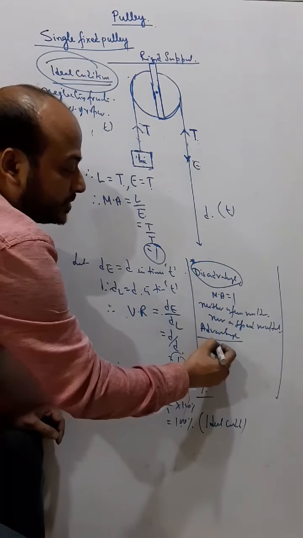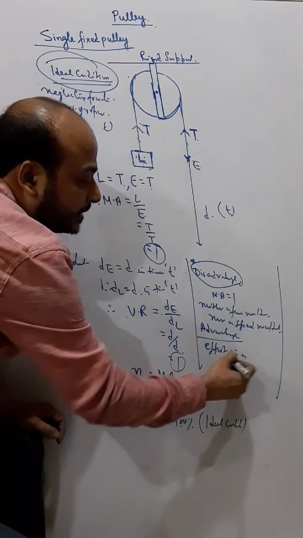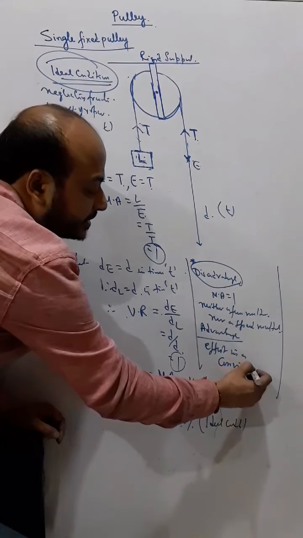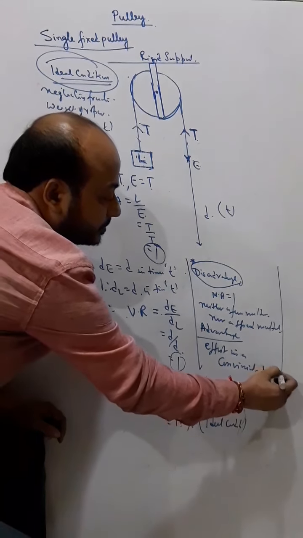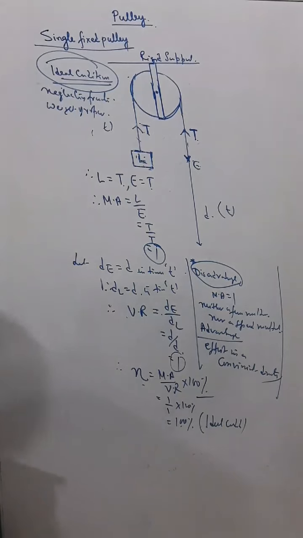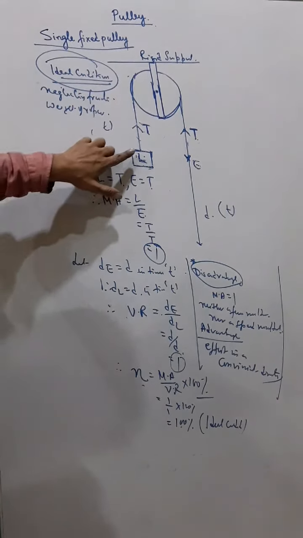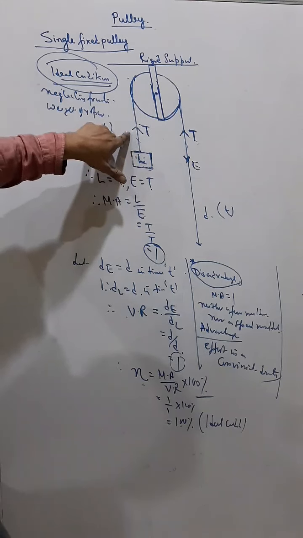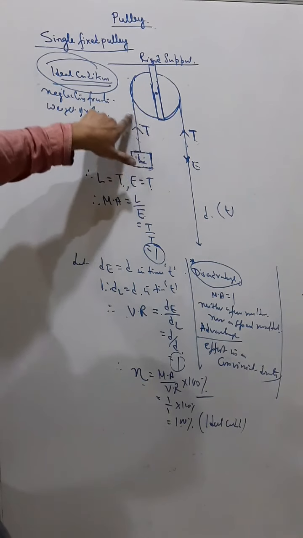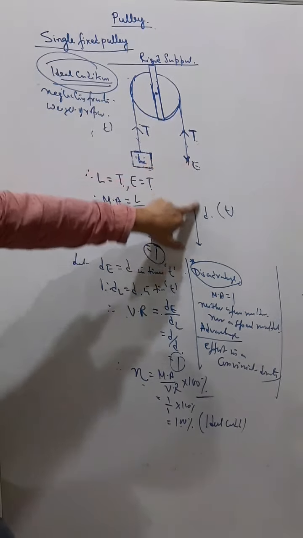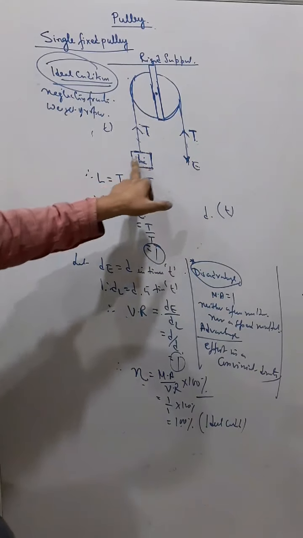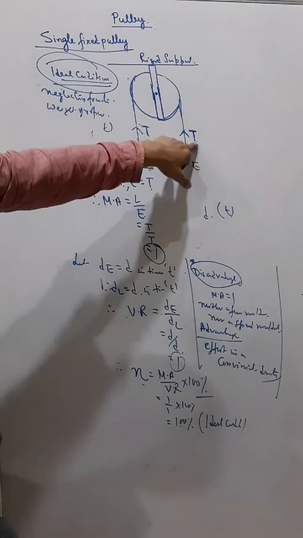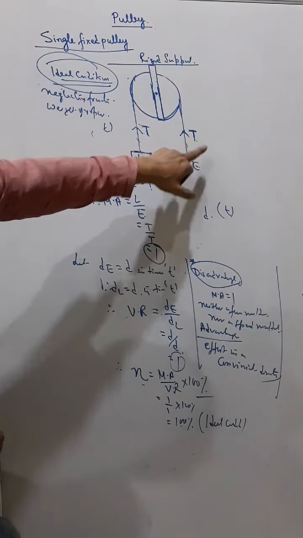The advantage is that we are using the effort in a convenient direction. So finally, again, if you see, we have a load here and we have effort here. Due to this load, a tension will be produced here in the opposite direction, and we have to use the same effort as that of the load, and therefore the tension will also be the same. So that is T, and the effort is T.